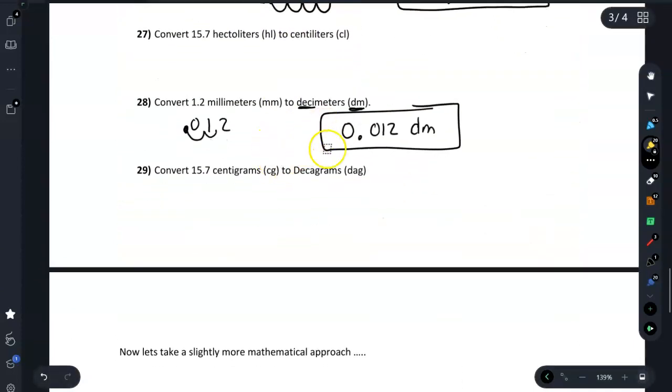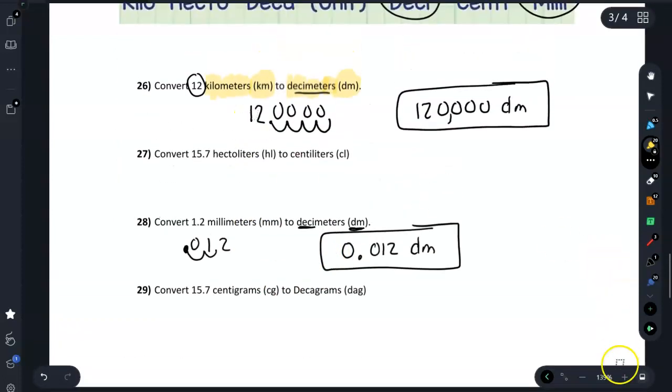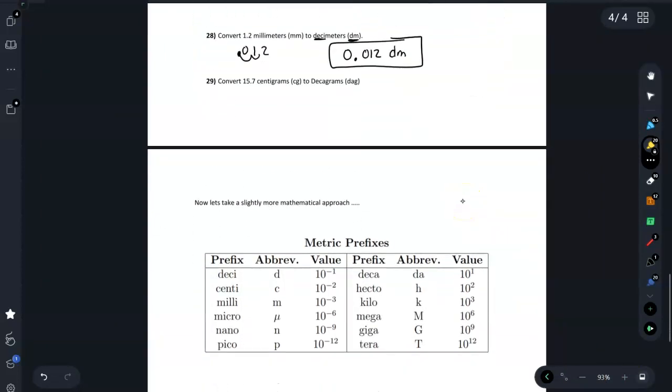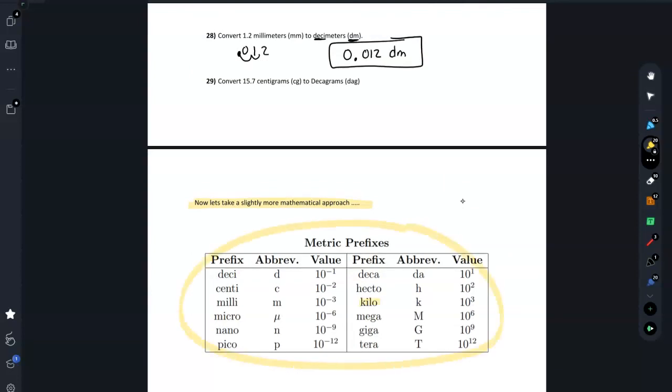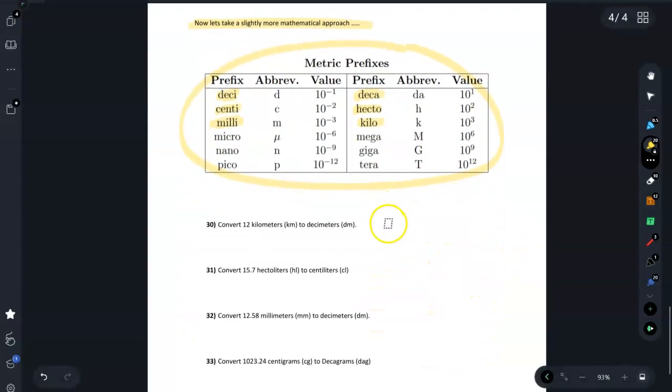Okay, so those would just be moving along. Essentially, I'm going to call it the metric line. But now I'm going to look at a more mathematical approach to what we just did. You'll notice that I have the same thing. All right, the ones we just dealt with were kilo, hecto, deca, milli, centi, and deci, along with the base unit. But here, let's look at how we can do this more mathematically.